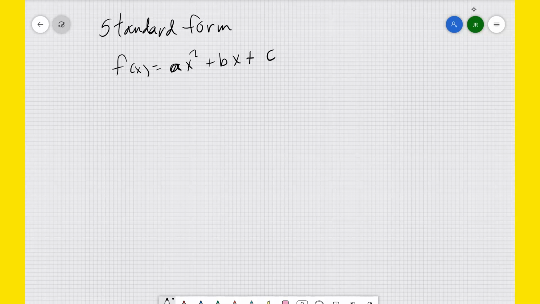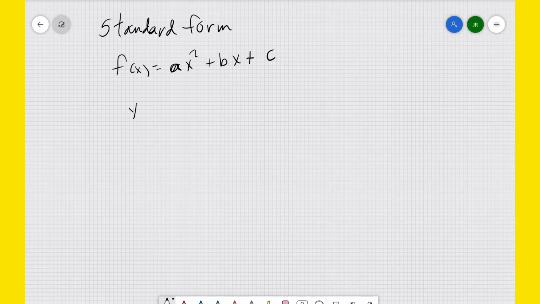Vertex form is easier because the vertex is explicitly given to you in the equation itself. It's really easy to see the vertex. Here, that's not the case. We have to figure out what the vertex is through a few extra steps. These are the steps we have to follow to find the vertex when it's in standard form.